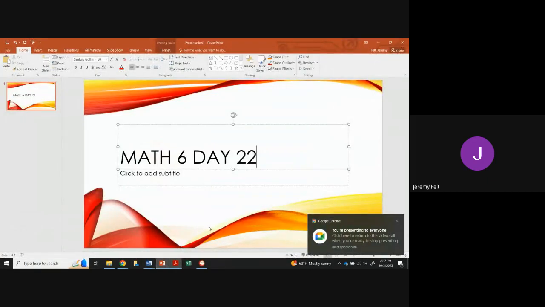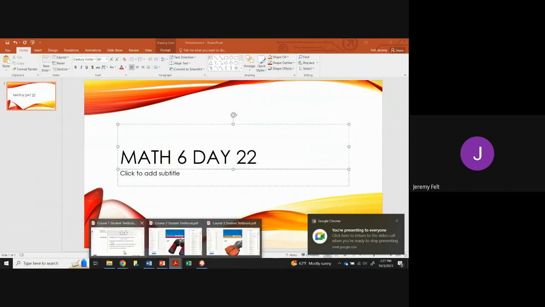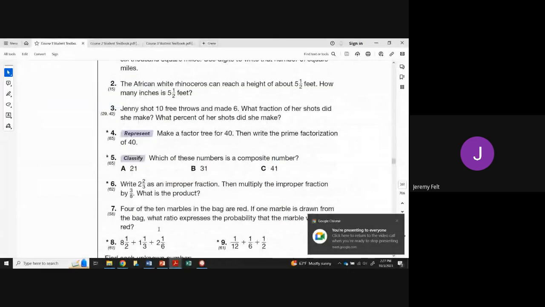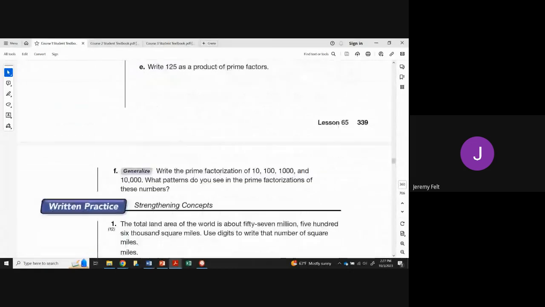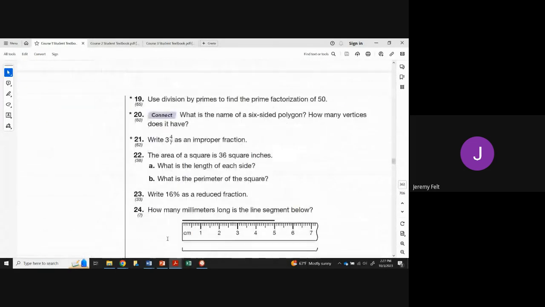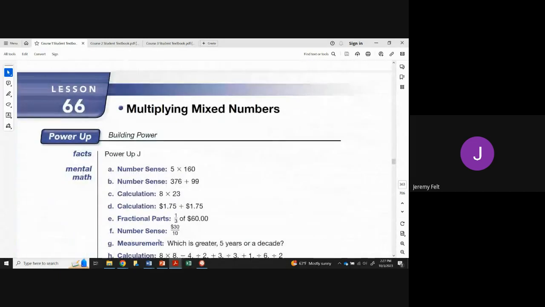Hi guys, today is Math 6, day 22. We just finished prime factorization, so we are looking at multiplying mixed numbers.